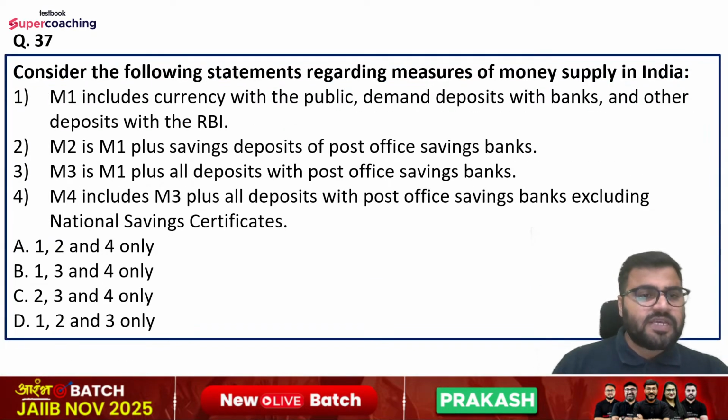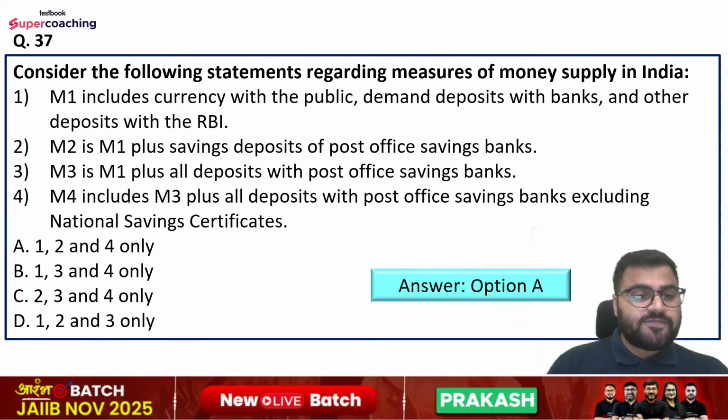Question number 37. Consider the following statements regarding measures of money supply in India. Statements are M1 includes currency with public, demand deposits with bank, and other deposit with RBI. Statement number second is M2 is M1 plus saving deposit or post office saving banks. Statement number third is M3 is M1 plus all deposit with post office saving banks. And statement number fourth is M4 includes M3 plus all deposits with post office saving bank excluding national saving certificates. So options are first, second, and fourth only, first, third, and fourth only, second, third, and fourth only, or first, second, and third only. So right answer is option number A, that is first, second, and fourth only.